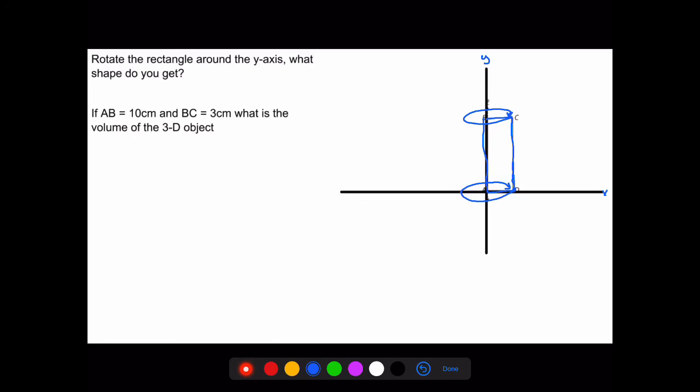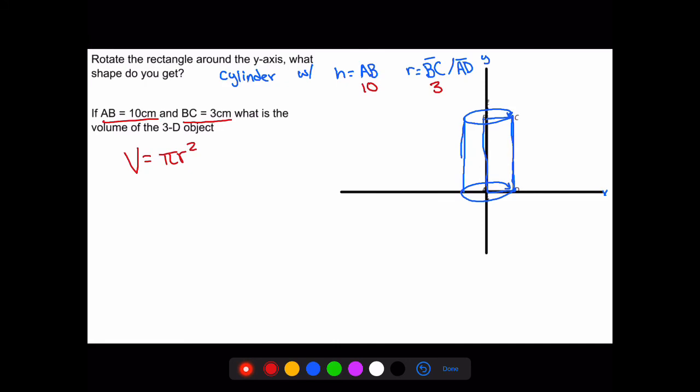Well, if we assume that CD is also going around the edge here, then there should be an edge right over here, and we create a nice cylinder for us. So we'd have a cylinder with height equaling AB and our radius equaling BC / AD. So we now have our radius, we have our height. Next, if AB is 10, so our height is 10, and BC is 3, our radius is 3, what is the volume of the 3D object?